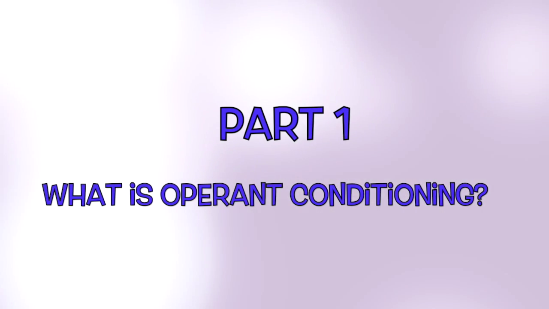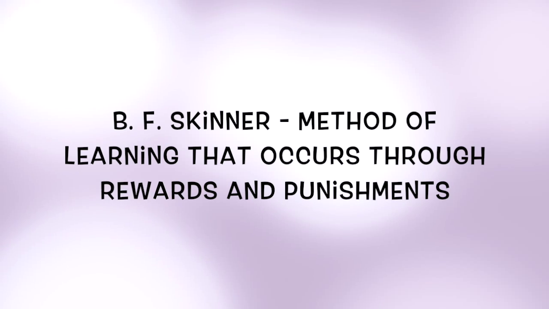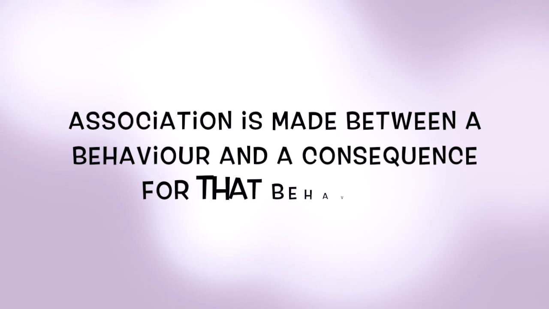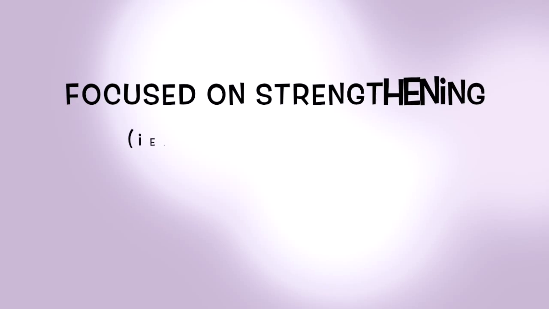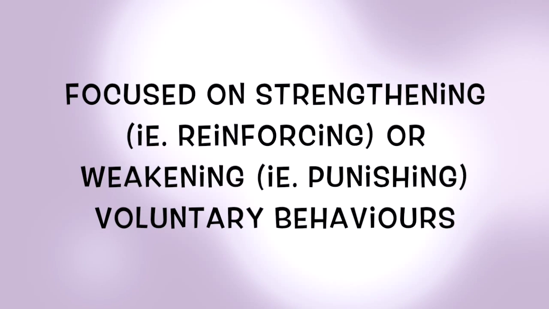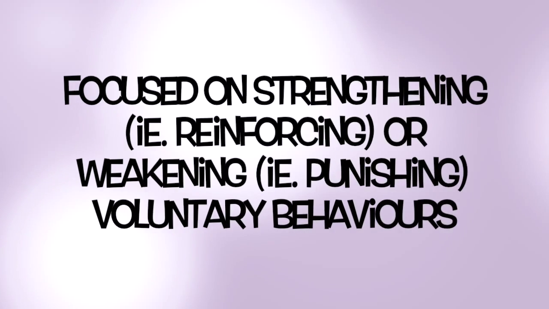What is operant conditioning? Operant conditioning was first described by B.F. Skinner, who defined it as a method of learning that occurs through rewards and punishments. Through operant conditioning, an association is made between a behaviour and a consequence for that behaviour, and is focused on strengthening, i.e. reinforcing, or weakening, i.e. punishing, voluntary behaviours. This is different to classical conditioning, which involves making an association between an involuntary response and stimulus.